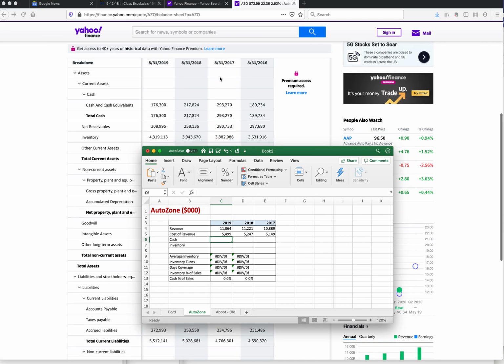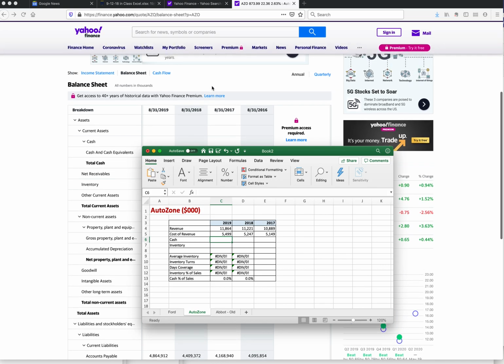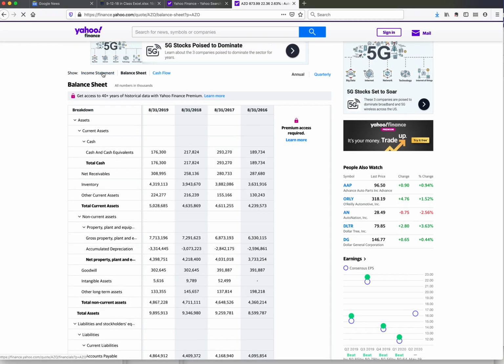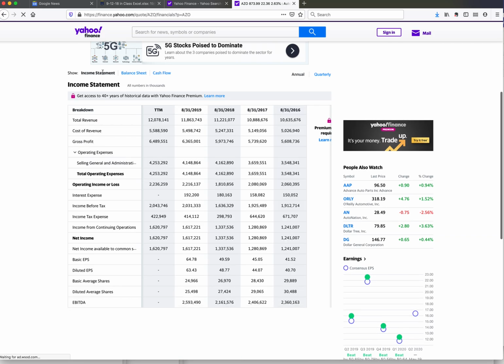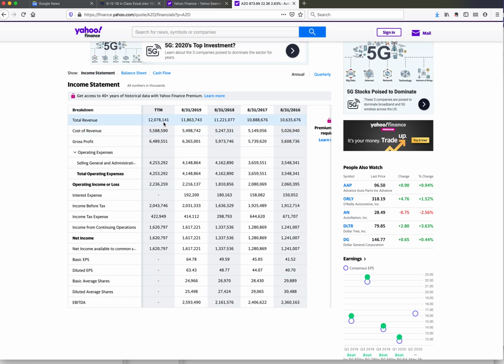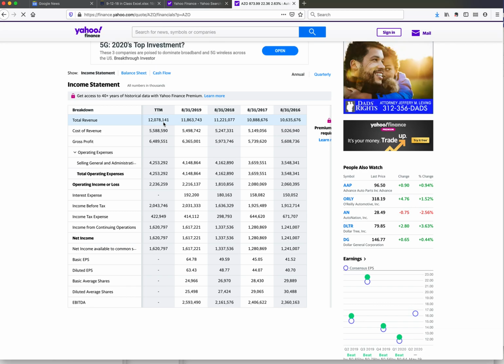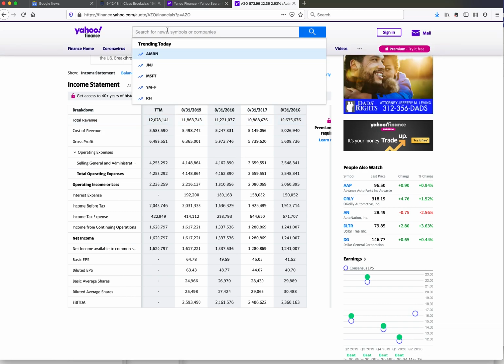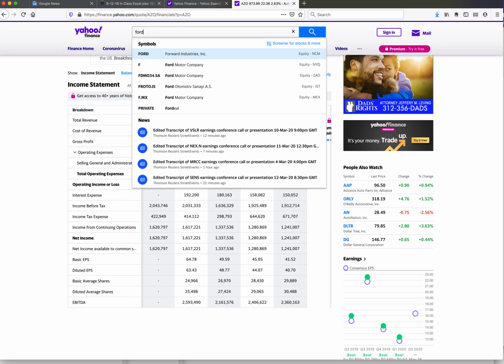All numbers in thousands. What was the other sheet? All numbers in thousands. So it was, it's like 12 billion. I'm so confused. Sometimes I get confused by this stuff.